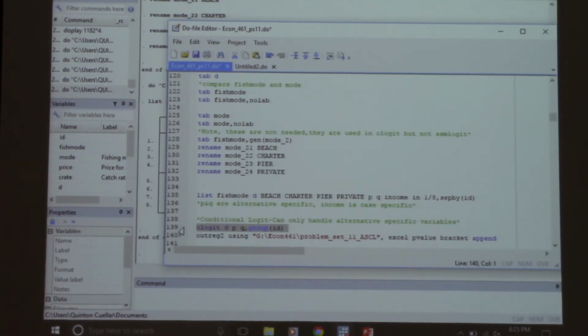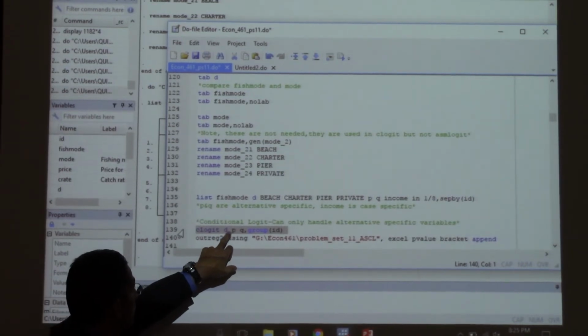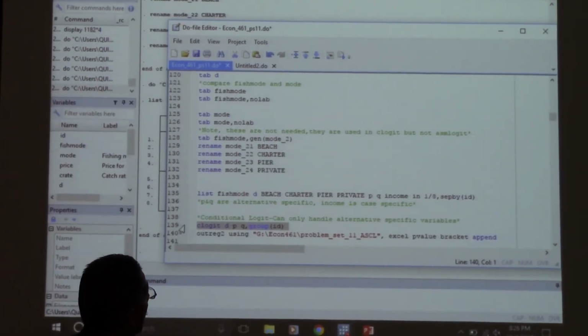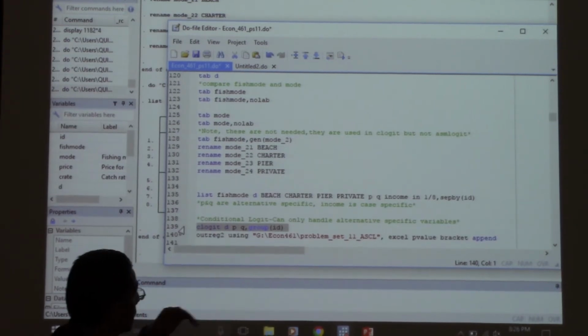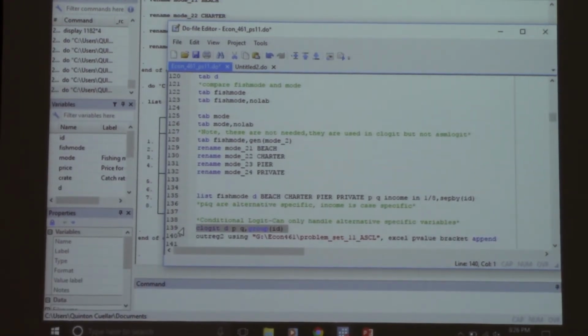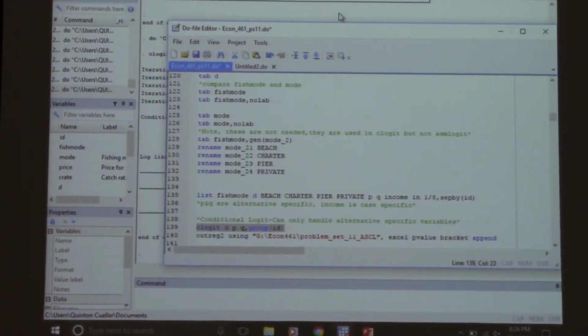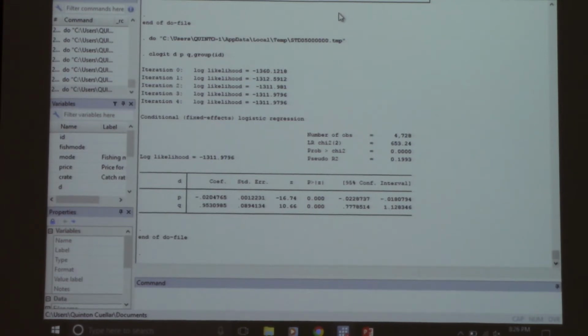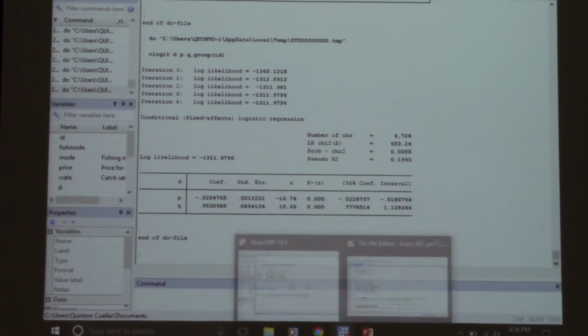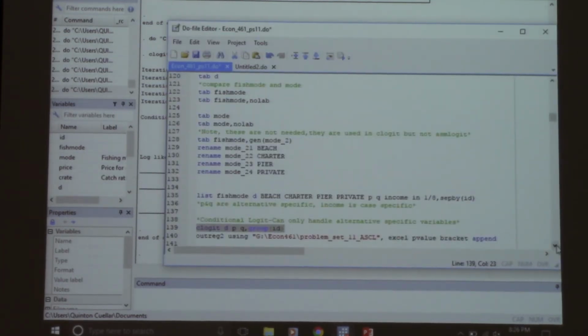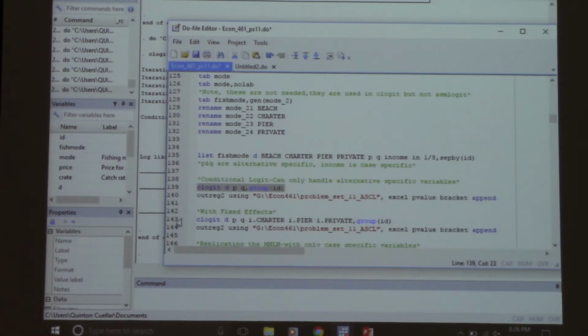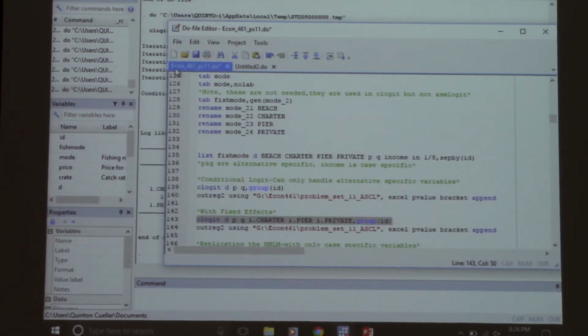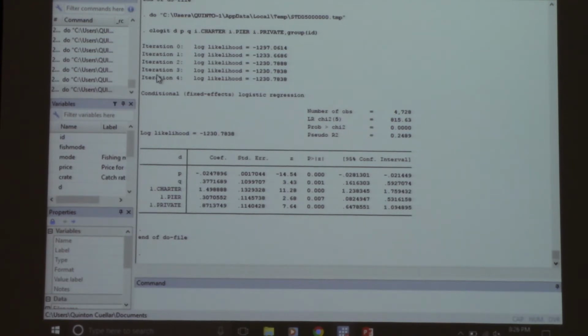We got our dummy, our binary, our price, our quantity. Remember that conditional logit can only handle alternative specific variables. So if we run this, we run it correctly, which is what this is, it only handles the alternative specific variables. You can throw in some dummies in there to get fixed effects. And the coefficients change a bit.